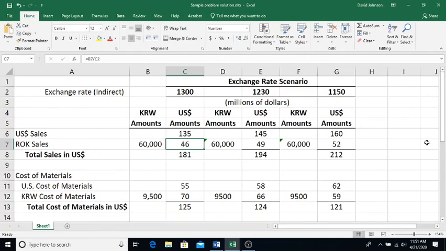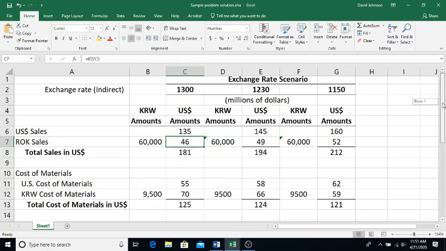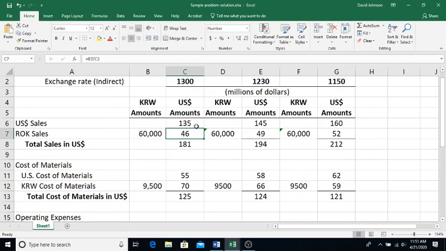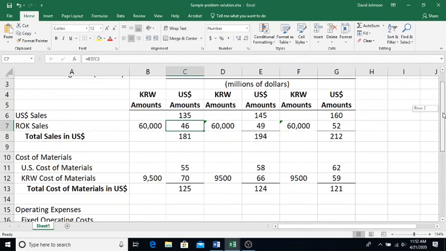And you might see that even though we have a stronger won here, one thing we haven't done in this problem, nor is it done in the other ones that I've seen, you might imagine that a stronger won would result in maybe lower Korean won sales. That's probably a chink in the armor of this particular problem. It recognizes that a weaker dollar and a stronger won are going to help U.S. sales, but it doesn't seem to recognize that a stronger won is going to reduce the amount of Korean won sales. But anyway, we'll just go with the problem here.